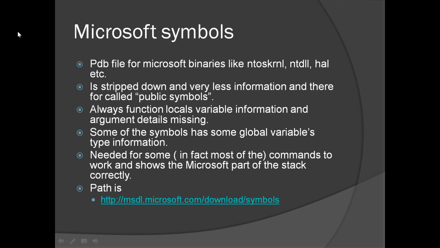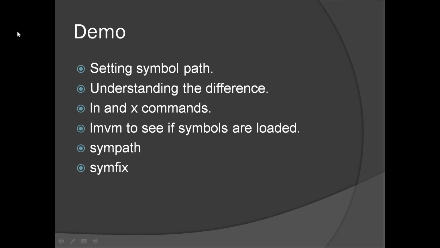To get the symbols of these particular binaries, which is very important for debugging, especially using WinDbg, we use the public symbols of Microsoft. It is a stripped down version of Microsoft symbols. That is why it is called public symbols. This is very important for debugging, as some of the commands or some of the extension commands depend on public symbols. Now let's see a demo in which we will see the usage of symbols, how we can set the symbol path, and a couple of commands which are related to symbols.